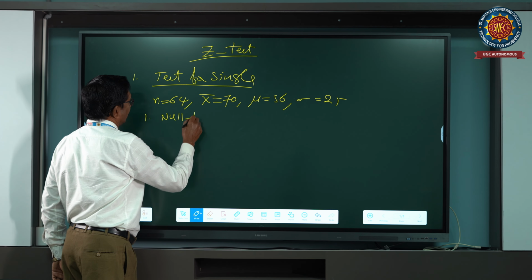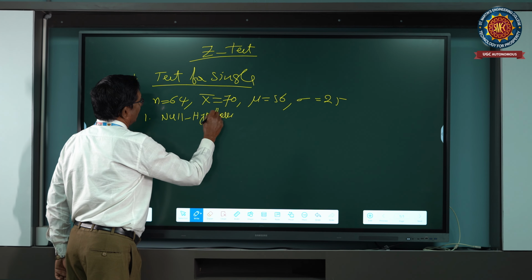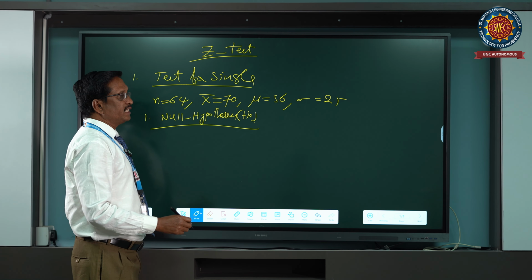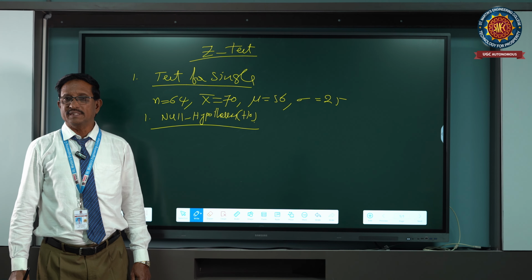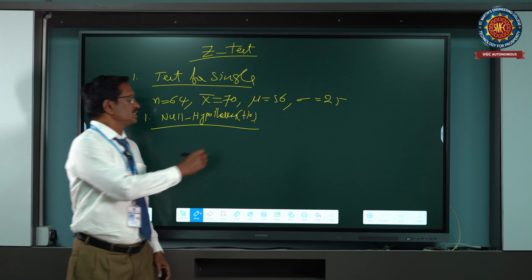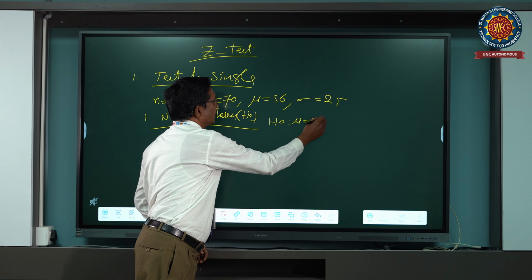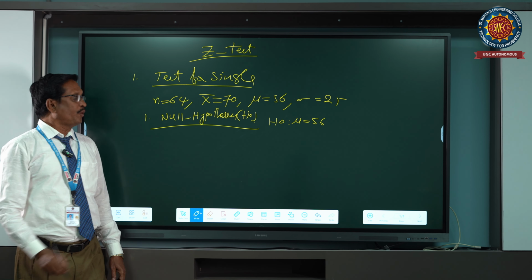The null hypothesis is denoted by H naught. H naught means there is no significant difference between two population means or two sample means. So H naught: mu is equal to 56. So there is no significant difference between sample mean and population mean.